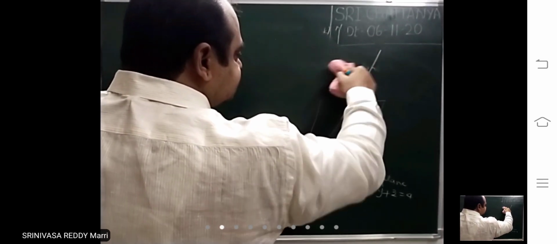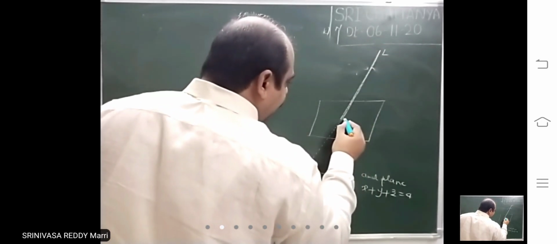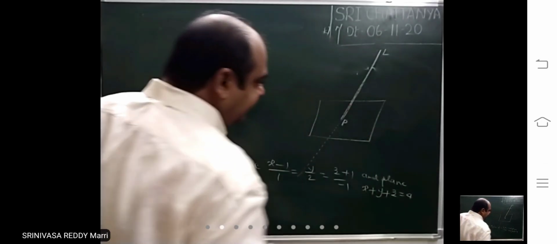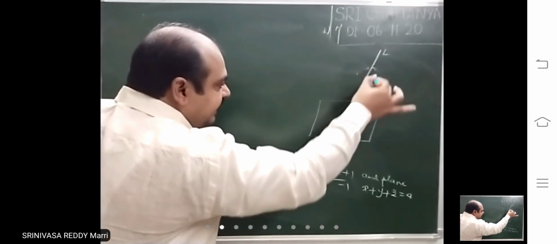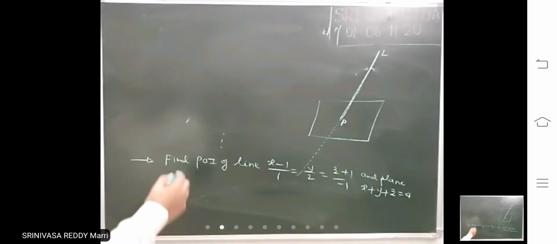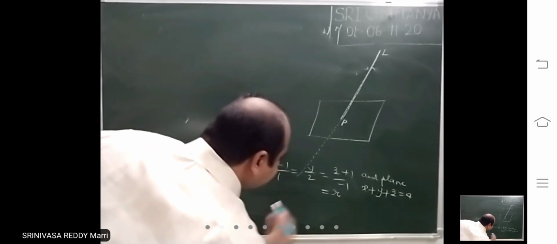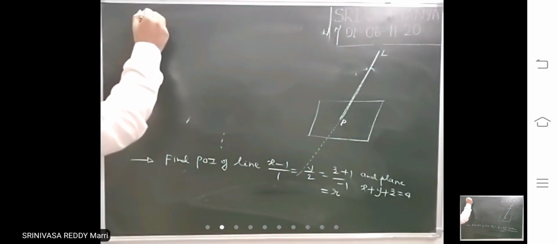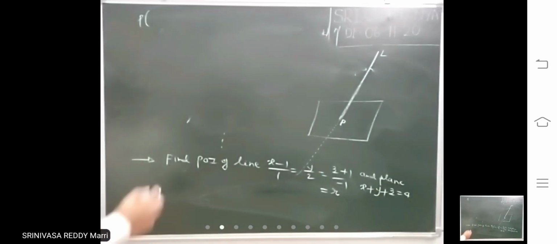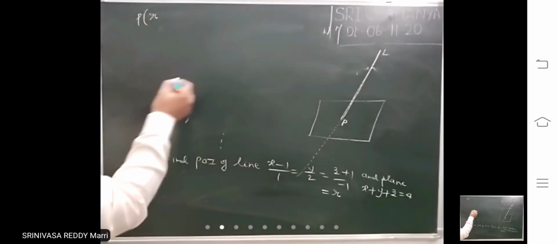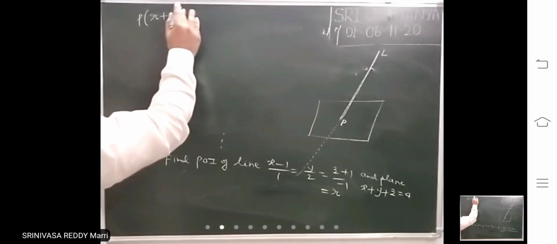Look at this diagram of the line and plane. This is the given line L. Let the point of intersection be P. Let the line intersect at P. Therefore, P lies on L as well as the plane. What we will do is take a point on this line. First we take the point on the line. On the line, the point will always be like this.